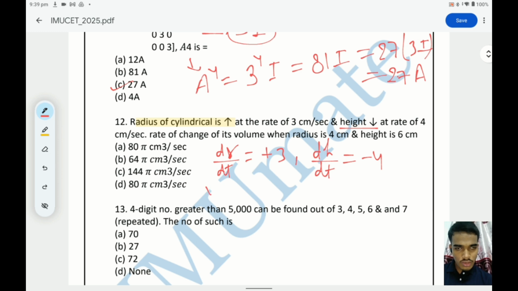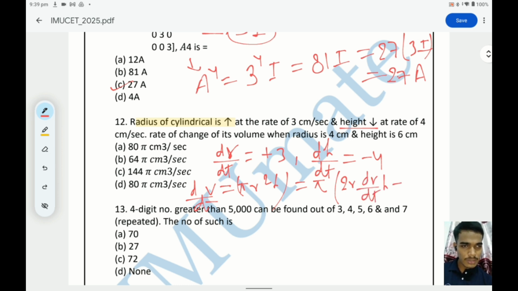Now we will find the rate of change in volume. Volume is pi r squared h. If we differentiate it with respect to t, we will get pi times 2r dr by dt into h plus r squared dh by dt. Now if we put these values in, we will get dv by dt is 80 pi centimeter cube per second. Okay, let's go for the next question.